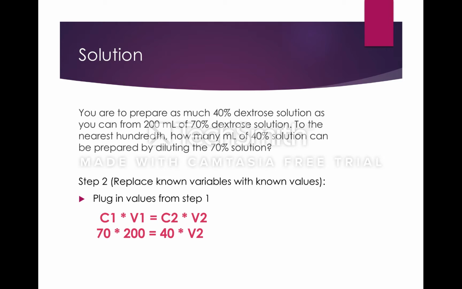Moving on to step 2, we're replacing those unknown variables with known values. So we can plug in our values from step 1: 70 for C1, 200 for V1, 40 for C2, and we're leaving V2 how it is because that's our unknown variable.